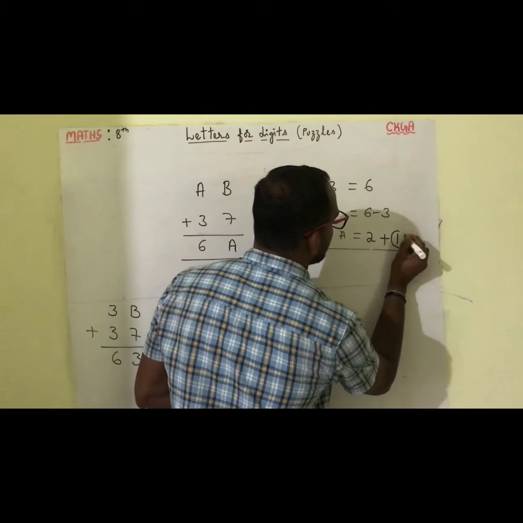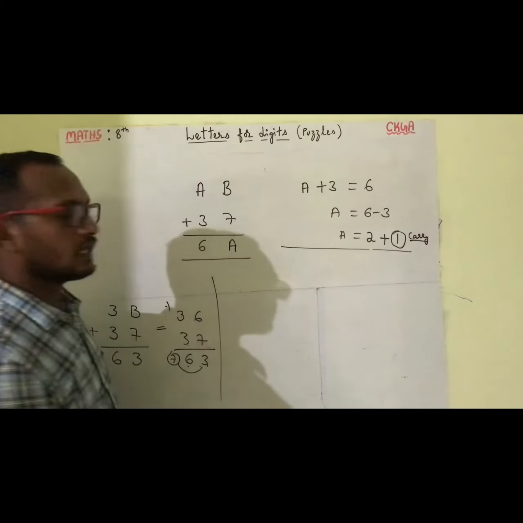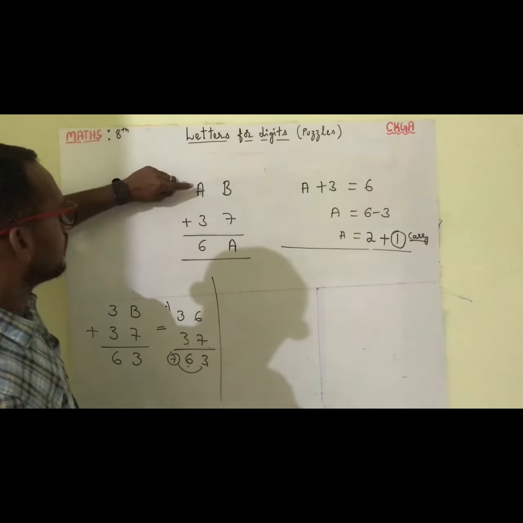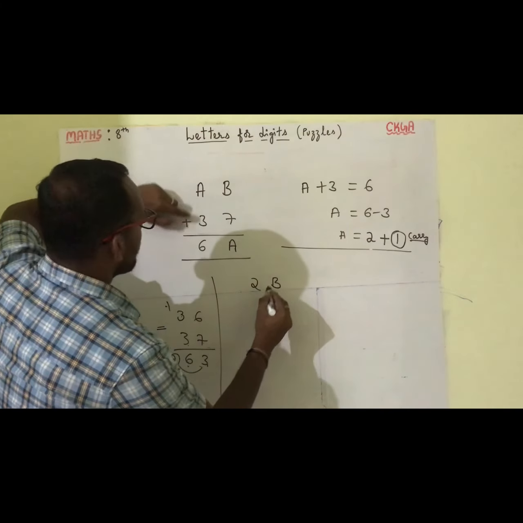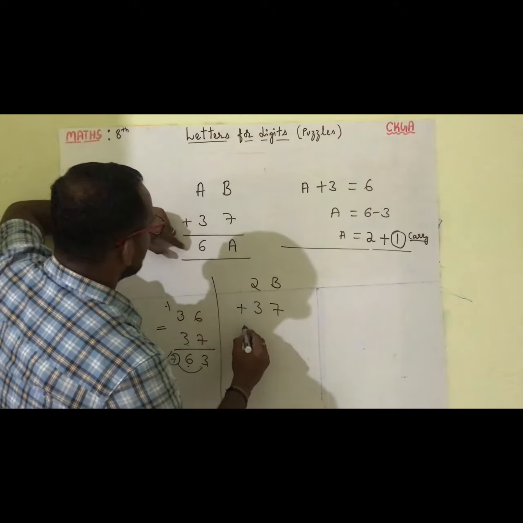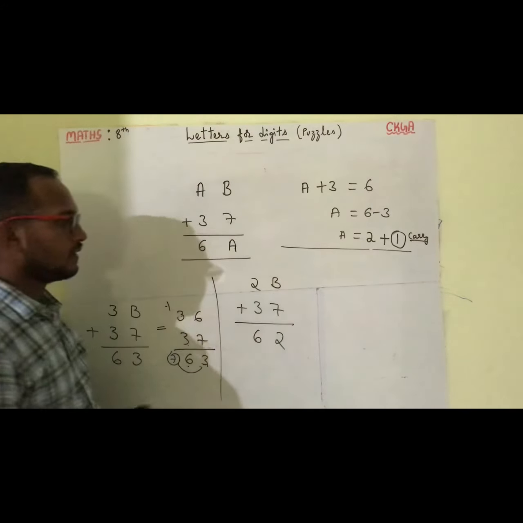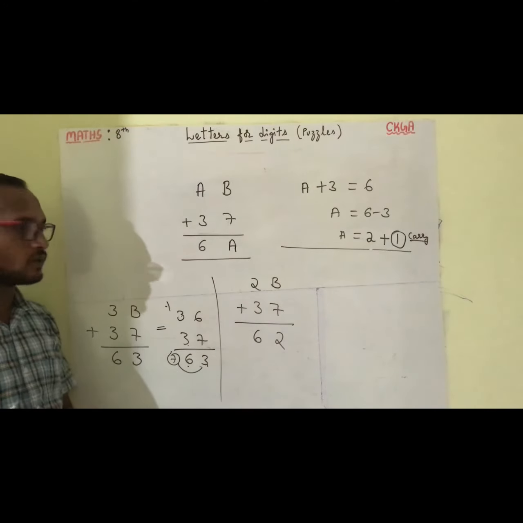I'll represent the sign by 2 plus 1. So I consider 1 as a carry. If I take 1 as a carry, look at this one. If A equals 2, how is it going to be balanced? So if I write it like this, 2B + 37 = 62. Again, possible values of B, just how you chose before, choose in the same way.